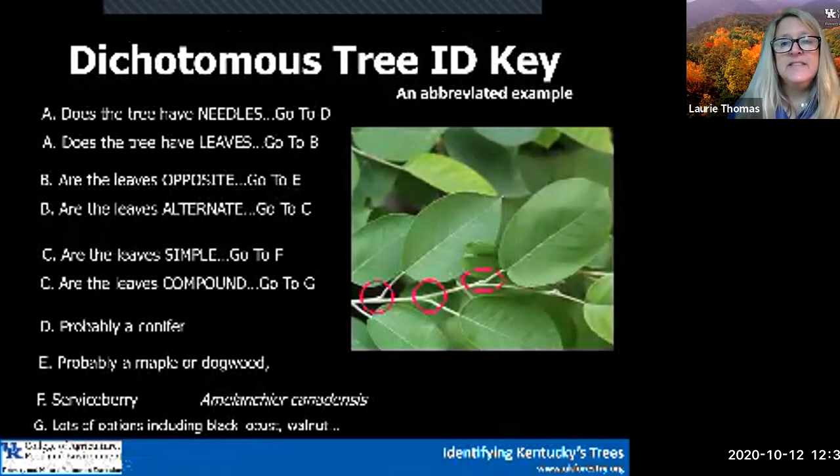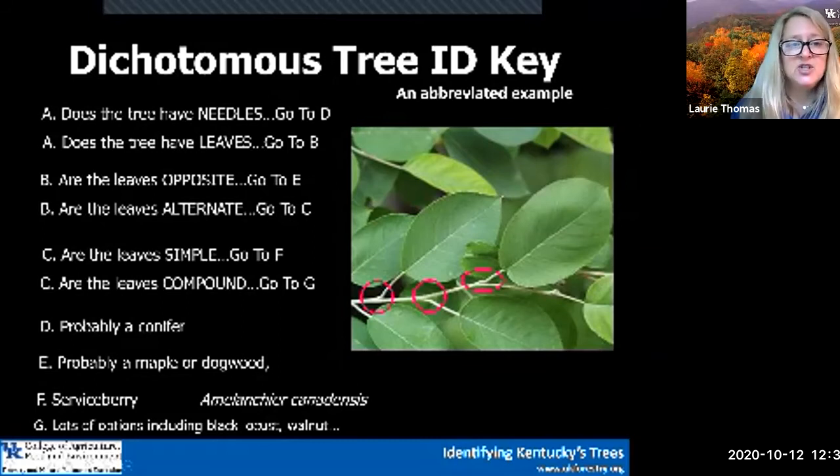All right. Now this is a super abbreviated example of a key, just trying to get it all on one page, so you can see what we're going to go through using our tree manual in a minute. So it starts at A, or one, or wherever it says to start in your dichotomous key. The first question: does the tree have needles? Does the tree have leaves? Remember, that's always the first question, figuring out what kind of leaf, needle type or broadleaf.